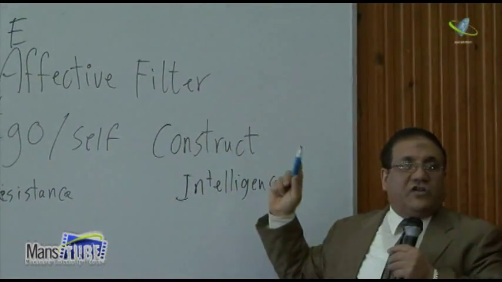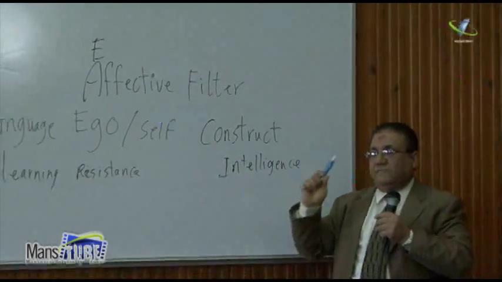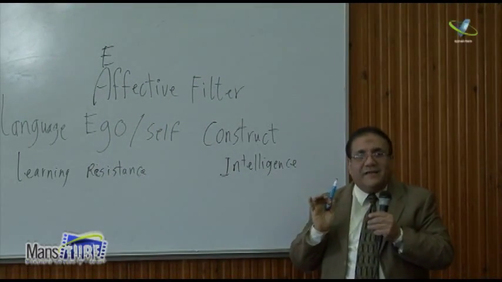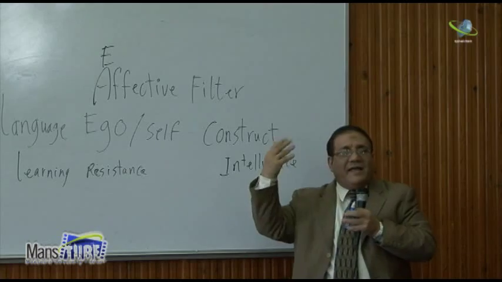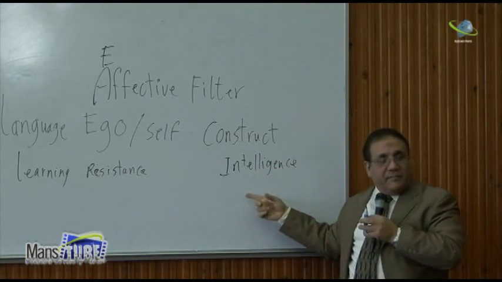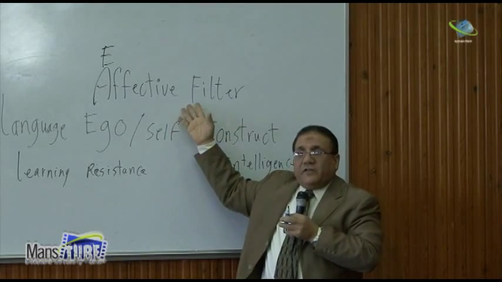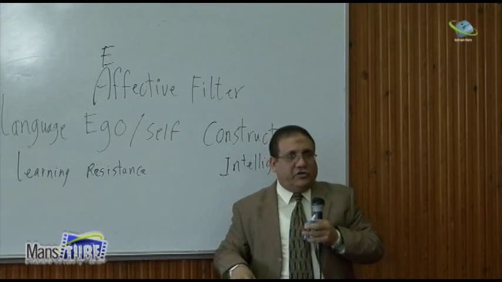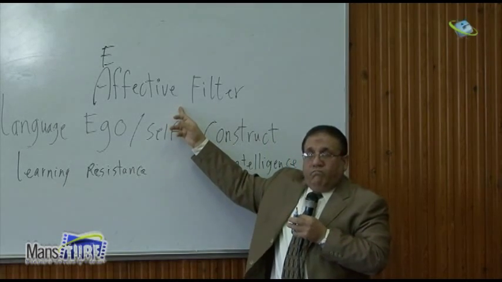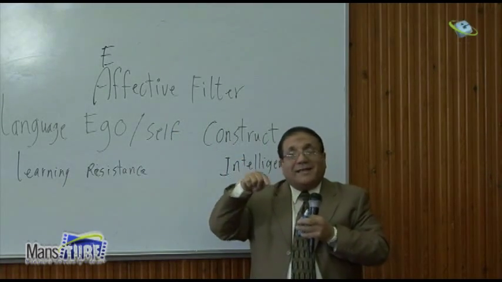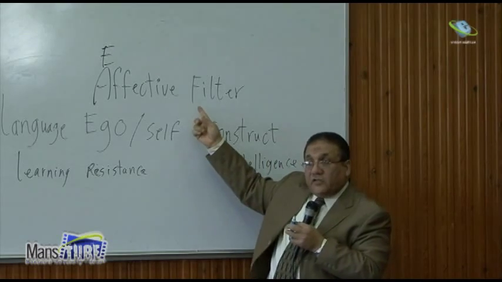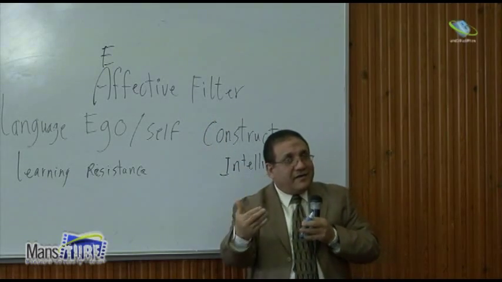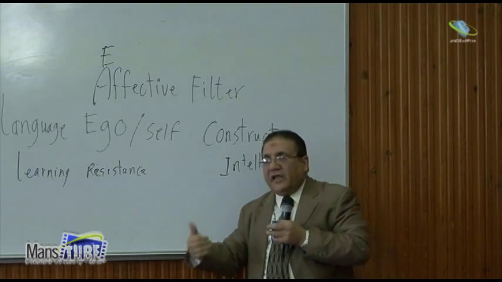So the affective filter is a hypothetical construct. Mafhum fardi. We assume that it's there, but it's not really there, because it's something abstract, like intelligence and like mind. This affective filter exists in every learner. What does it do? It makes the learner like or dislike the subject matter he is learning.